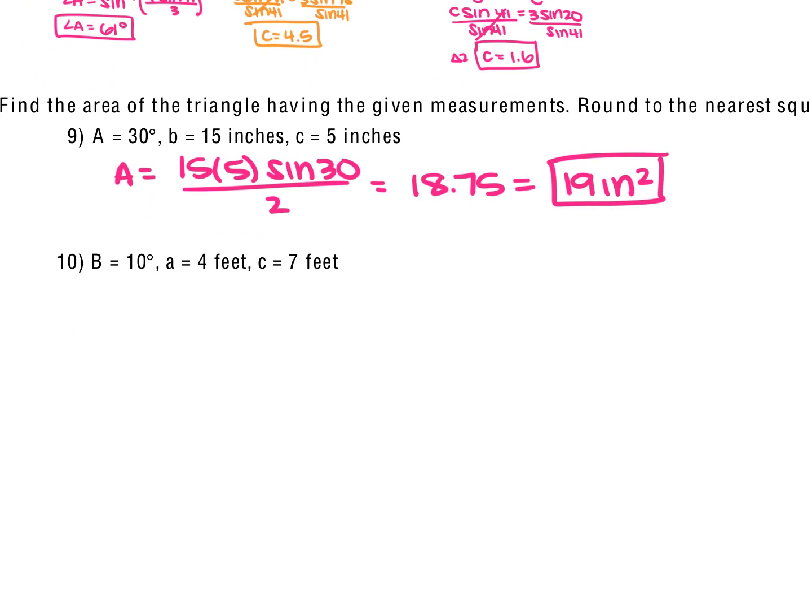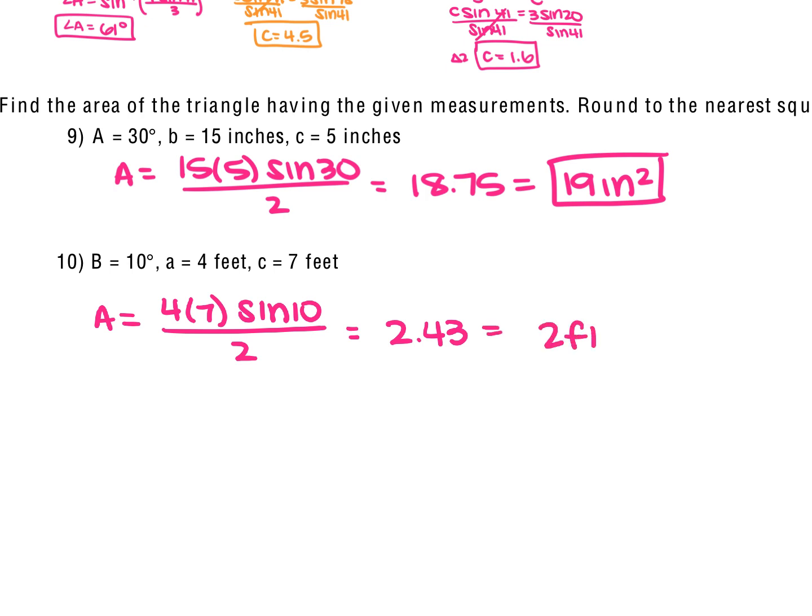For number 10, we have angle B is 10 degrees, side A is 4, and side C is 7. So our area is going to equal 4 times 7 times the sine of 10 all over 2. Using our calculator, 4 times 7 times the sine of 10 divided by 2 gives us 2.43. If we're rounding to the nearest unit, that's 2 feet squared.